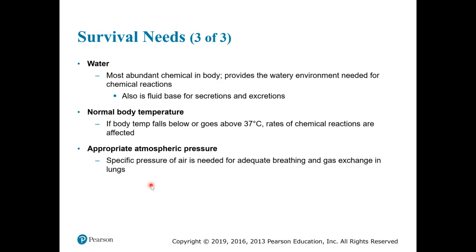The higher you go up in the atmosphere, the lower the pressure is, the less oxygen is available. Humans do pretty well up to about 10 or 11,000 feet if you're not that active. You get up to about 15,000 feet, you're going to start having some problems. So that's not usually a problem for most people.